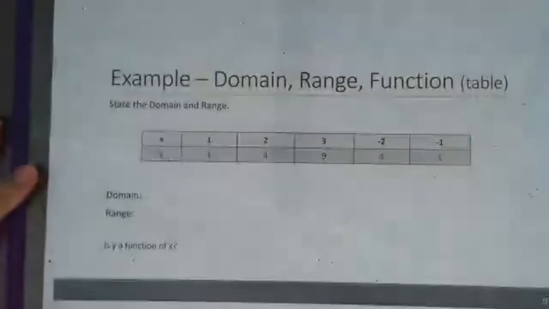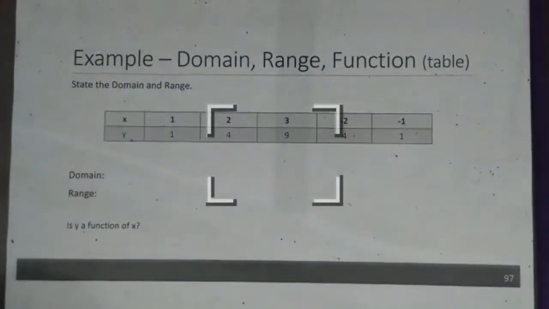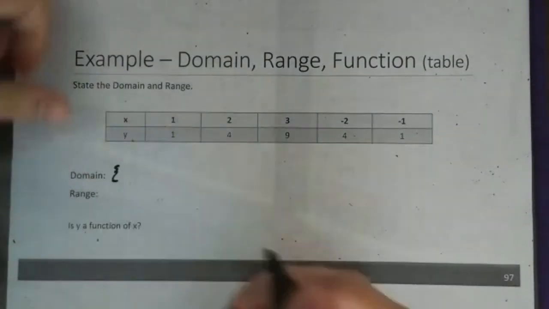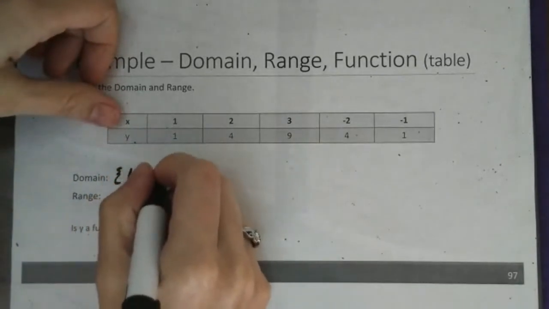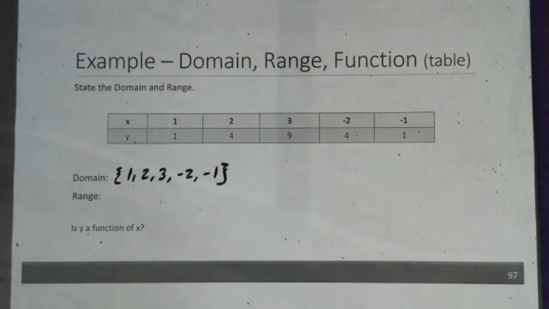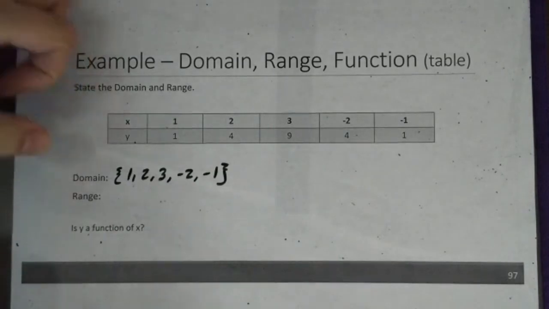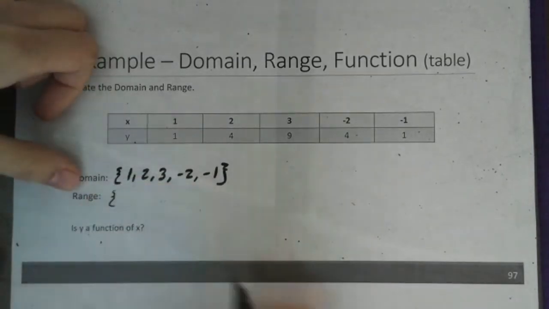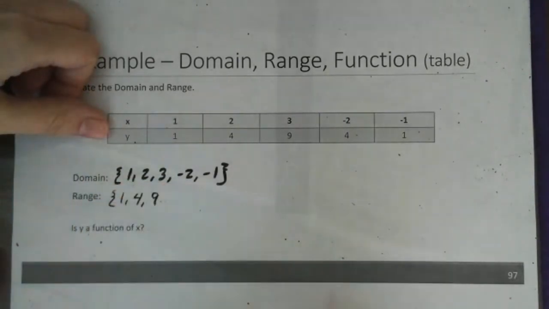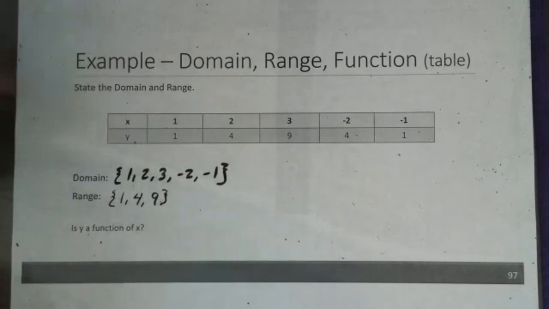Let's take a look at another table. We're going to do the domain and range, and is it a function? So our domain, the x's we have are 1, 2, 3, -2, and -1. Again, because these are curly brackets, because we're talking about a set, the order of the numbers doesn't matter. Our range is the set of outputs, which are all of our y values, which will be 1, 4, 9. 4 is already on my list, 1's already on my list, and I don't have to write duplicates. So that's our range.